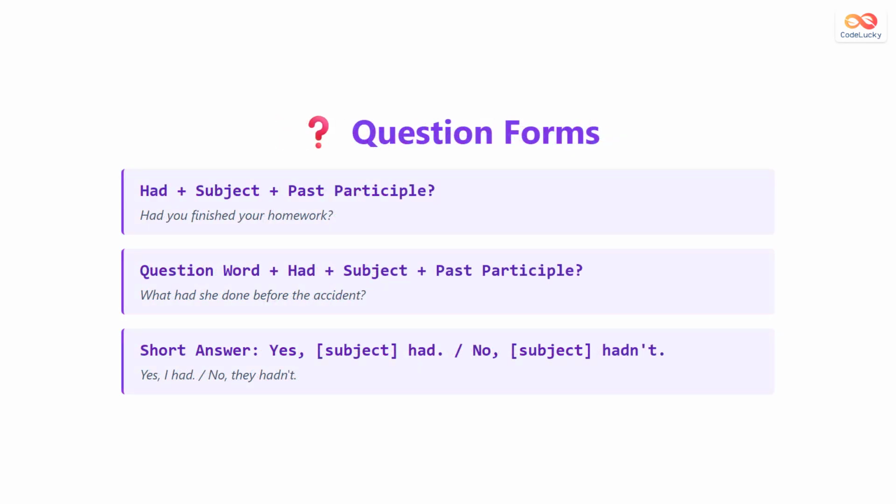To ask questions in past perfect, we change the word order. For yes or no questions, put had before the subject. Had you finished your homework? For questions with question words, use the question word first. What had she done before the accident? For short answers, say yes, I had, or no, they hadn't.